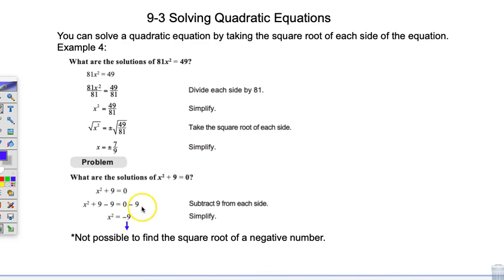When I come down to this particular problem, you can see that we have to subtract 9 on both sides so that we get x squared is equal to -9. Well, it's not possible to find the square root of a negative number, so this particular problem does not have a solution.